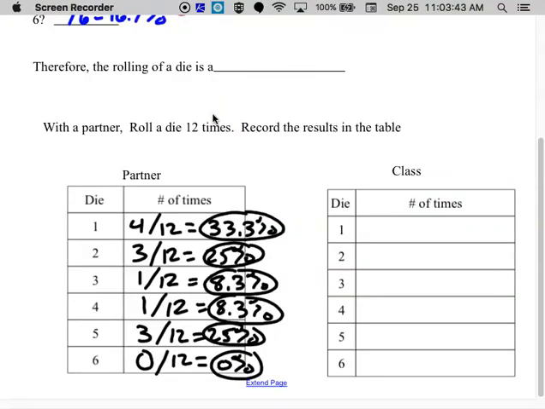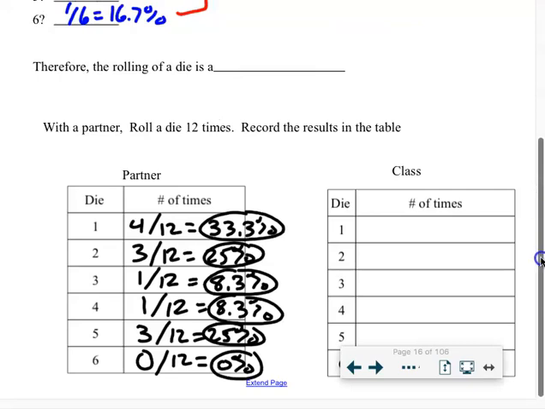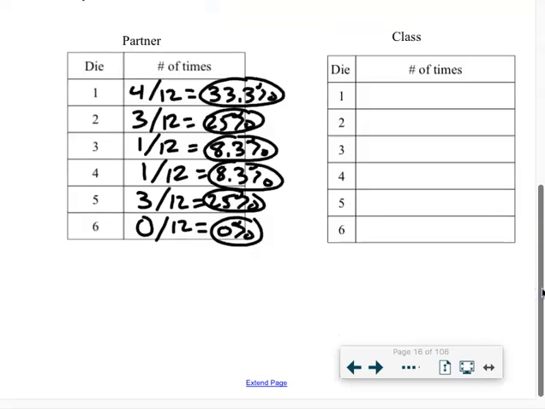So you also have this class table in your notes. I'm going to put those results out of 112 just so you have something to work off. On the homework, they're going to ask you questions about our class results. So I'm going to give you those numbers again.